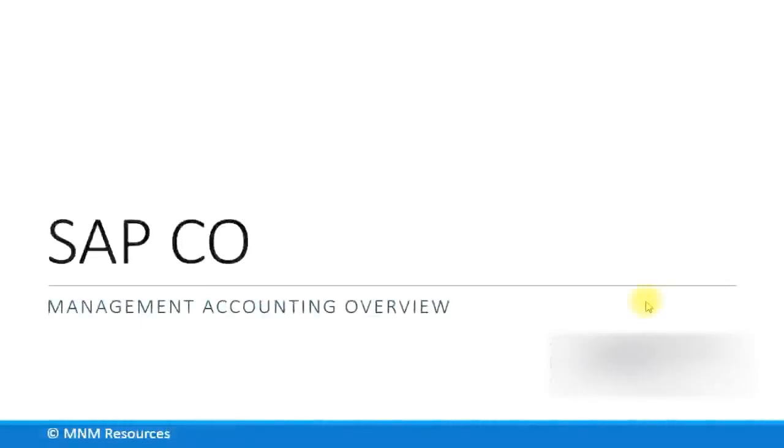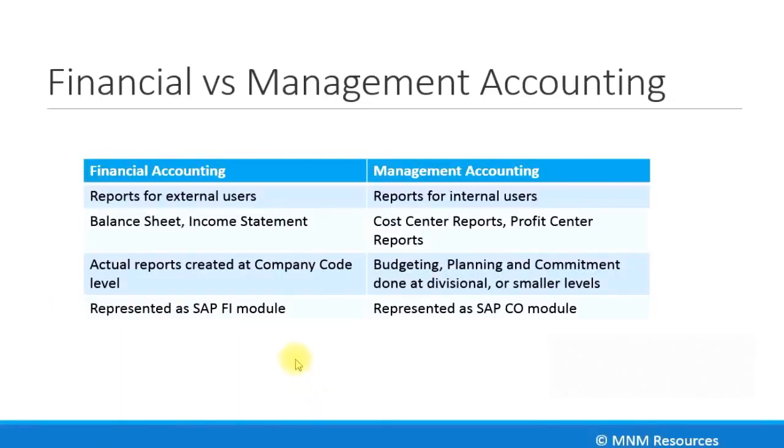Let's have an overview of management accounting, which is the CO module. We need to look at the difference between financial accounting, which is the SAP FI module, and management accounting, which is the CO module, to fully understand what the CO module is being used for in SAP.